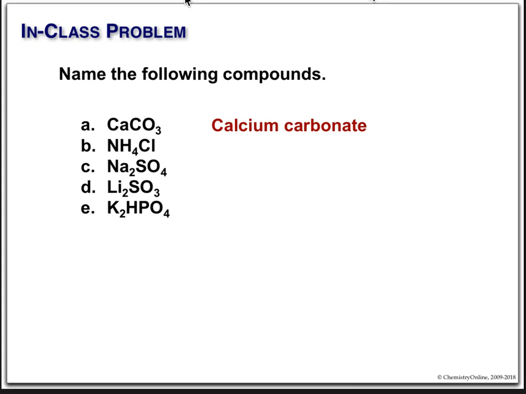Remember, NH4 was our cation polyatomic, +1 charge. We call that, because it's a derivative of ammonia, we call it ammonium. The anion here is just chlor, so that's chloride. And the name is ammonium chloride. Sodium, that's our first word. What's SO4? We've seen it several times now. SO4, sulfate.